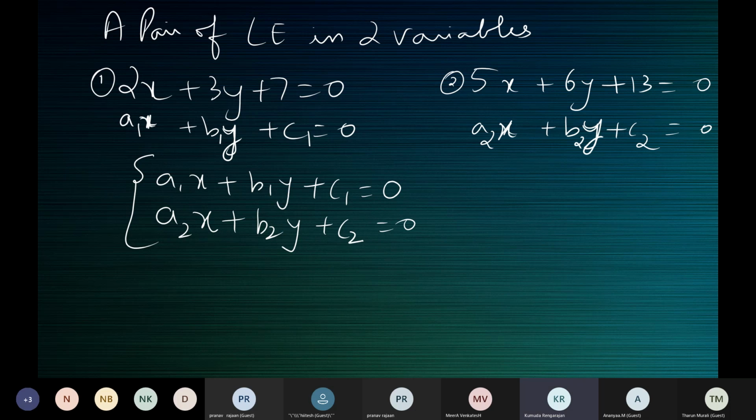A1x plus B1y plus C1 is equal to 0 and A2x plus B2y plus C2 is equal to 0 represent, or is, the standard form of a pair of linear equations in two variables x and y.